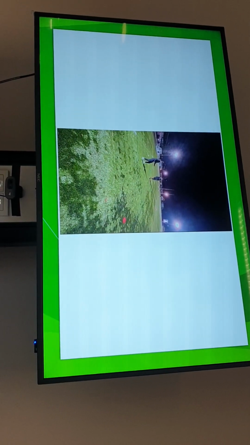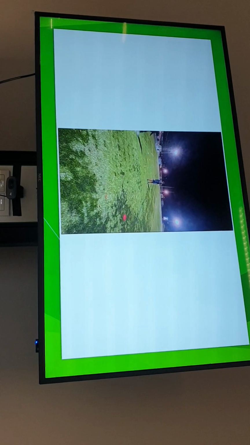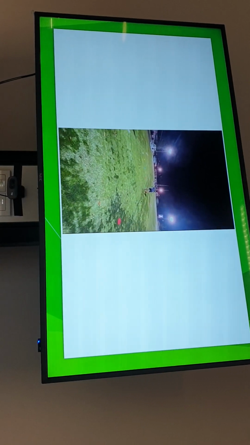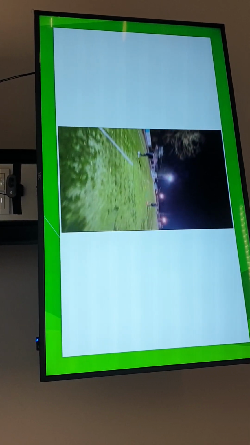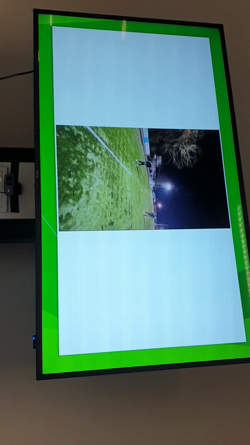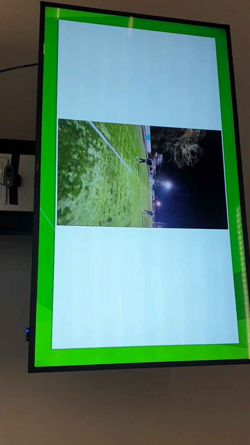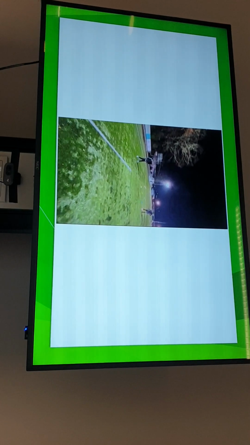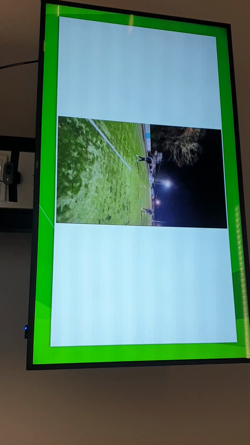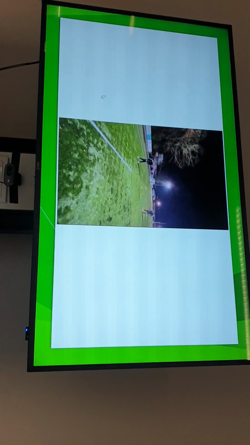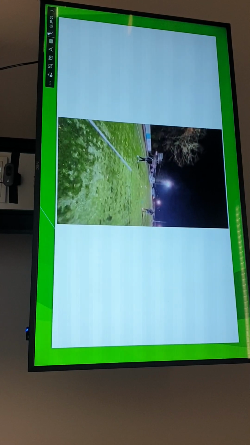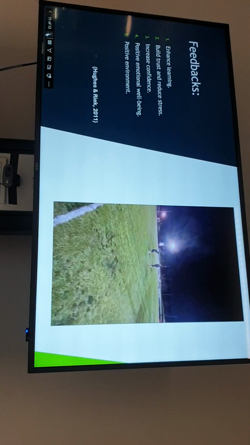Because keeping the players waiting, according to Zarghami and Mazrabani 2020, leads to less focus and engagement. It can decrease the motivation, drop physical readiness, and drop the energy level. Moving on to the next slide.